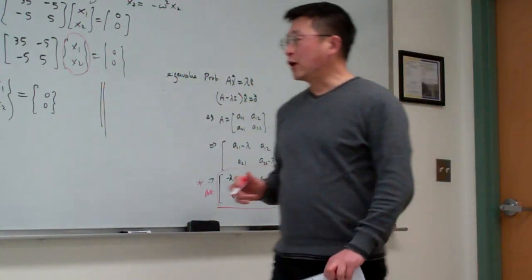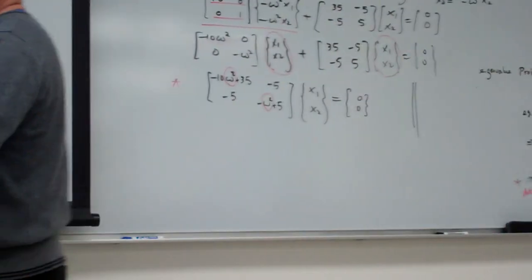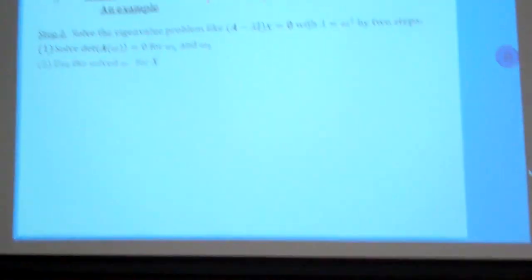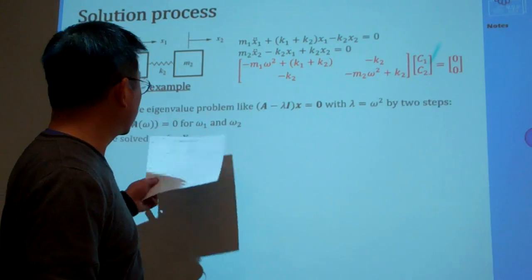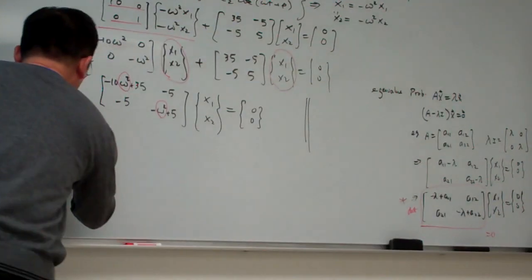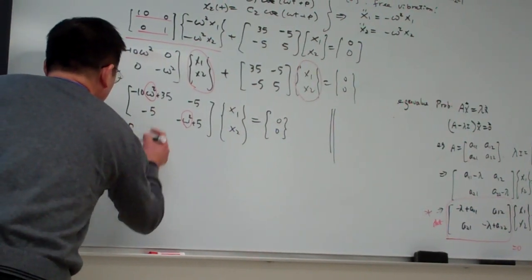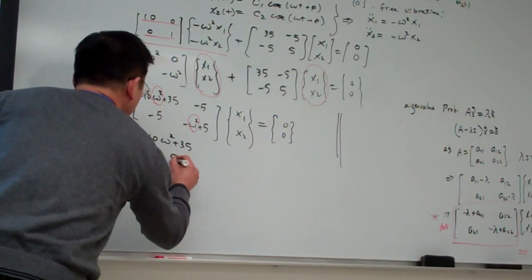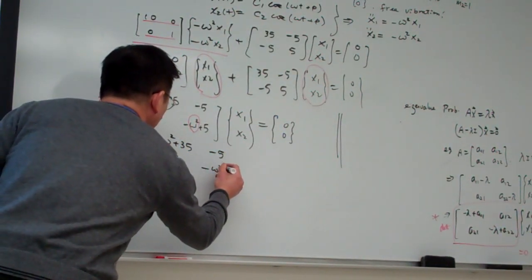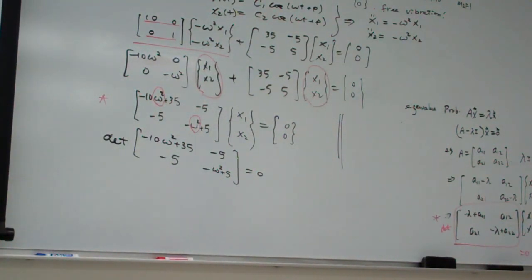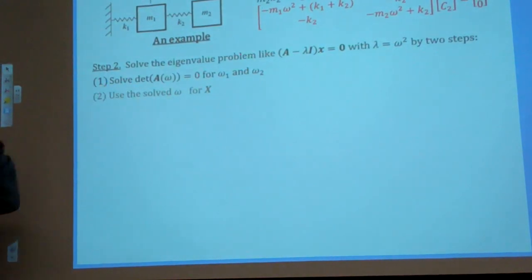Okay, so for our problem, step 2, solve for the eigenvalues like this one. That means we need to get the determinant of this matrix: minus 10 omega squared plus 35, minus 5, minus 5, minus omega squared plus 5, equal to 0. That corresponds to our statement here, the first part of step 2.